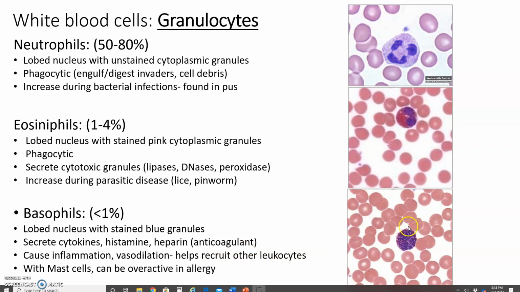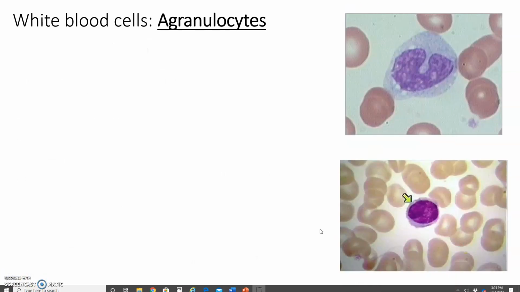These are notorious for causing inflammation, vasodilation, and they help to recruit other white blood cells. And typically we see these become more active during an allergic response. And then we have two types of agranulocytes.